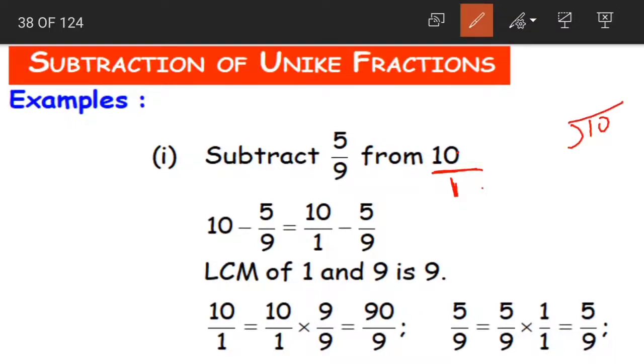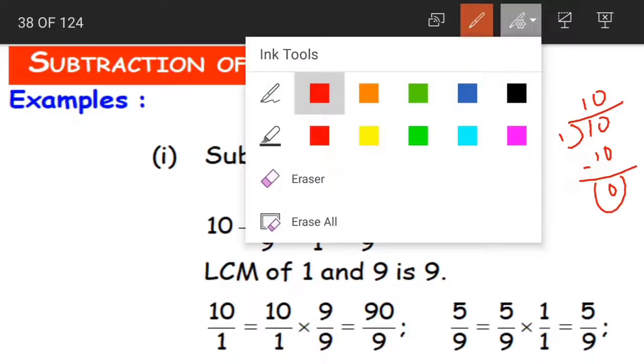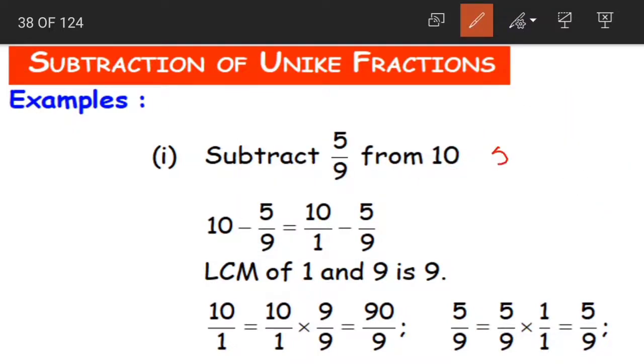See, if I divide 10 by 1, I have 10 ones are 10, and when I subtract, 0 is my remainder. Yes, we will get 10 as the quotient. So that is why whenever only a single number is given and we want to consider it as a fraction, we'll take 1 as the denominator. Okay. Now what do we have here? 5 by 9. Subtract 5 by 9 from 10.